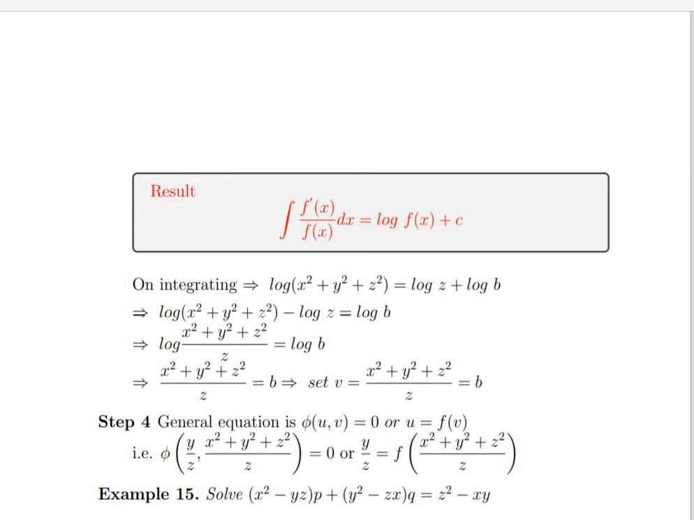Now moving to the next question, where we have to solve x square minus yz into p plus y square minus zx into q equal to z square minus xy.